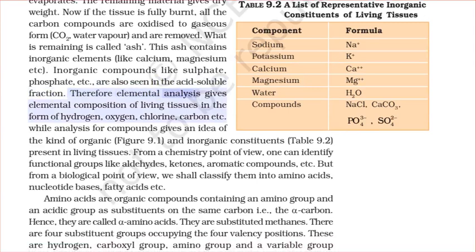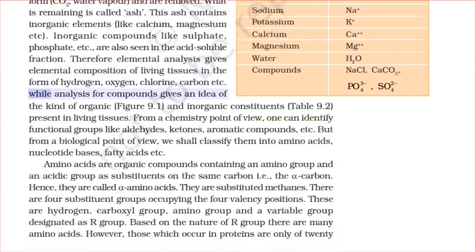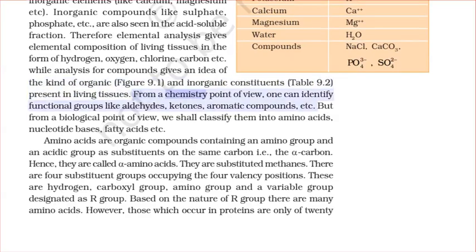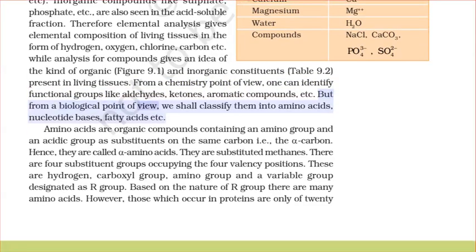Therefore, elemental analysis gives elemental composition of living tissues in the form of hydrogen, oxygen, chlorine, carbon, etc., while analysis for compounds gives an idea of the kind of organic and inorganic constituents present in living tissues. From a chemistry point of view, one can identify functional groups like aldehydes, ketones, aromatic compounds, etc. But from a biological point of view, we shall classify them into amino acids, nucleotide bases, fatty acids, etc.